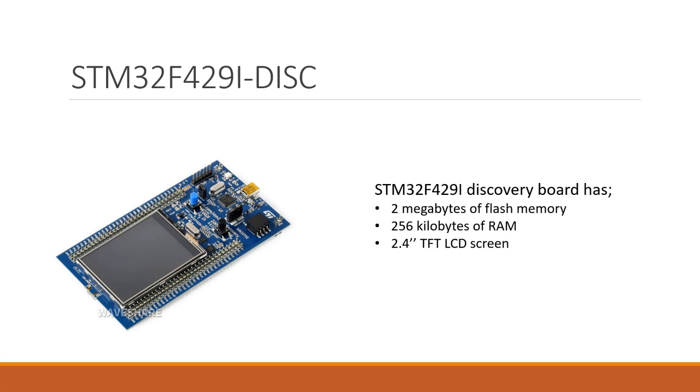At the beginning of the presentation, I mentioned a deep learning model which can work in a microcontroller. As the first step, the CNN must fit into the microcontroller. This development board has 2 megabytes of flash memory and 256 kilobytes of RAM. So the model must be less than 2 megabytes and it must require less than 256 kilobytes of RAM.